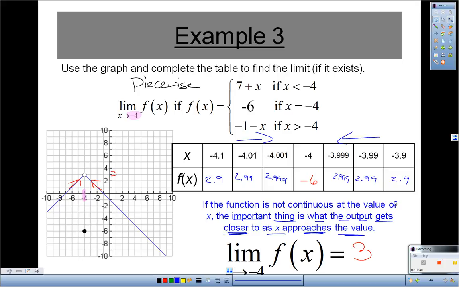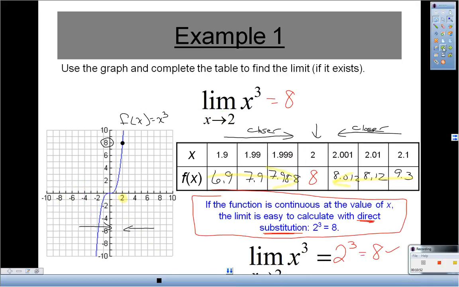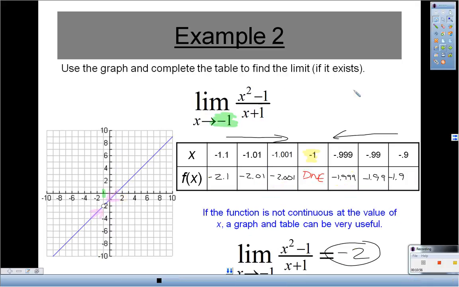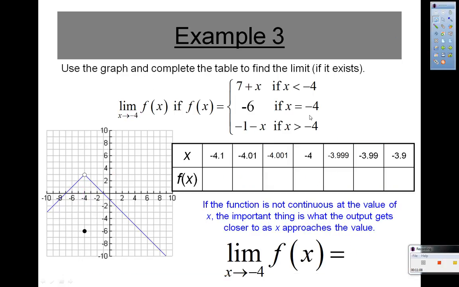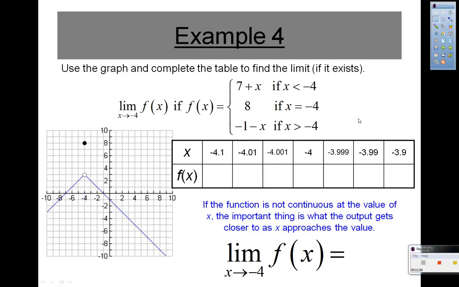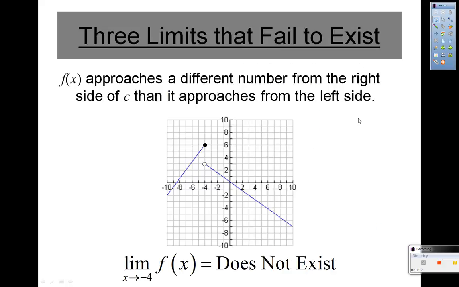Now, for these 3 examples, we talked about limits that do exist. For example, the first one, the limit existed simply by doing direct substitution. For the second one, the limit existed. You can look at the t-table because they're approaching the same number. And then the same one here, the limit existed because they're approaching the same number. But to finish up today's lesson, let's talk about 3 limits that fail to exist. And we're going to skip example 4. All right, 3 limits that fail to exist.